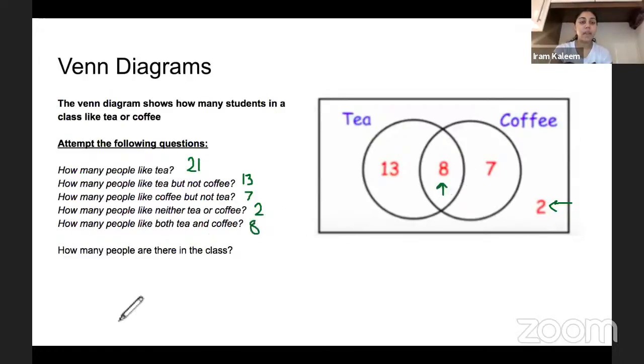And finally, how many people are there in the class? Whenever you're asked how many people there are in total in the class, you just add up all the numbers on the Venn diagram. So we've got 13 plus 8 plus 7 plus 2. If you work that out, 13 plus 7 is 20, 28 plus 2, so you've got 30 people in the class in total. So well done if you got any of those correct.